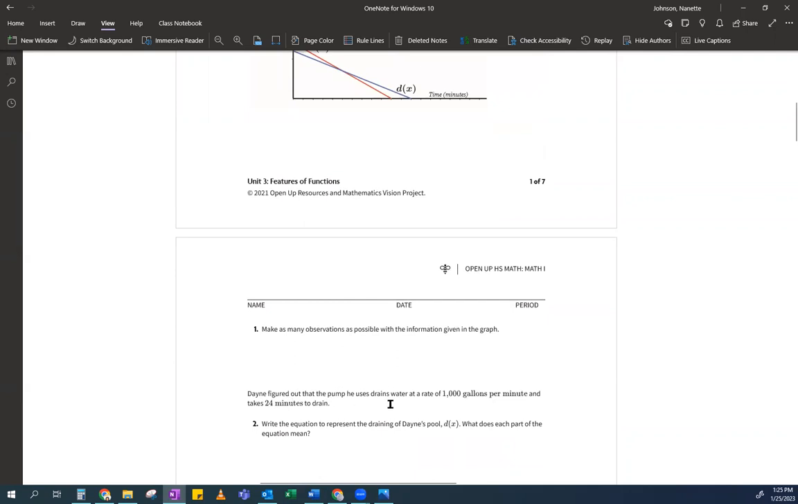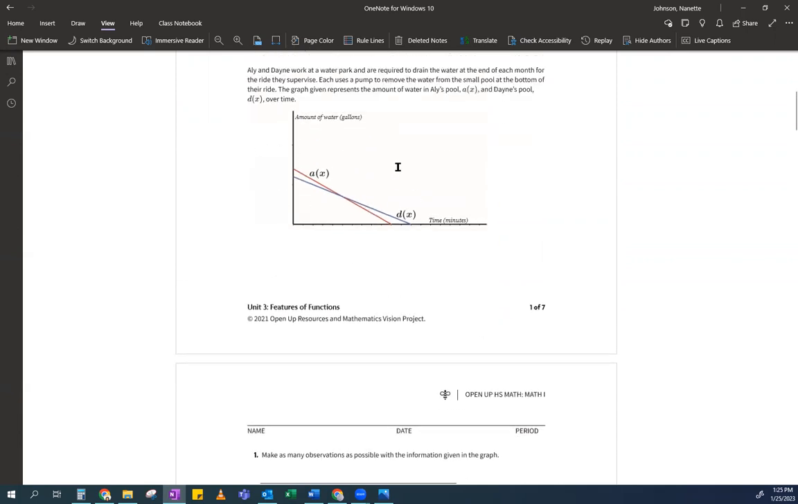Okay, so what is 1,000 gallons per minute? And where does 24 minutes belong on our graph right now? Where does 1,000 gallons per minute and 24 minutes belong on our graph? Anybody see anything here?